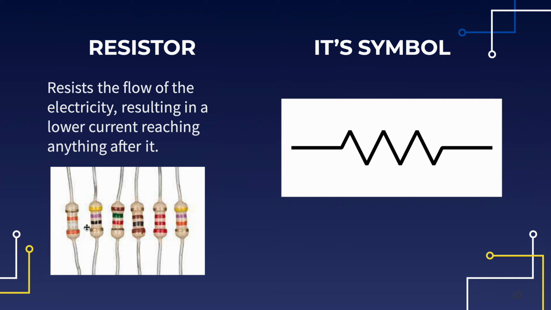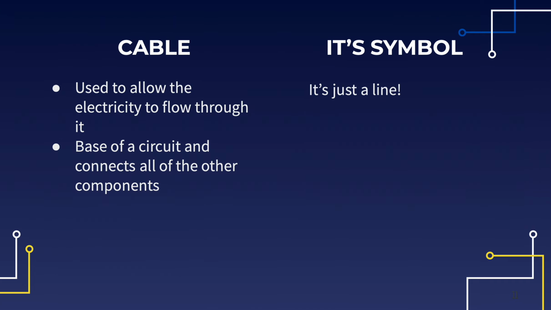The resistor, which is these little cute things, actually resists or stops or limits how much electricity is being flowed through the circuit. And it's kind of this like zigzag symbol that we use for resistors. The cable actually allows the electricity to flow through the circuit, and actually we need to connect those components all together in order to create a circuit. And it's just a line in our circuit drawings.